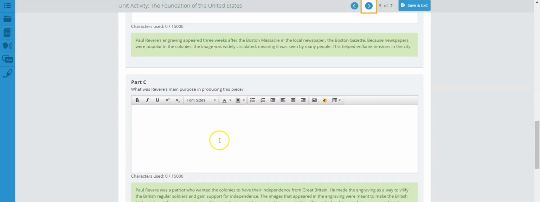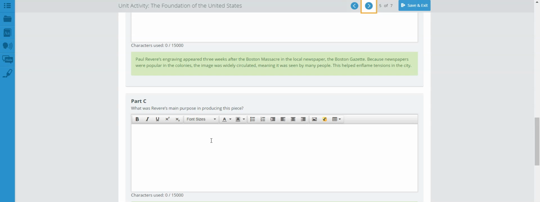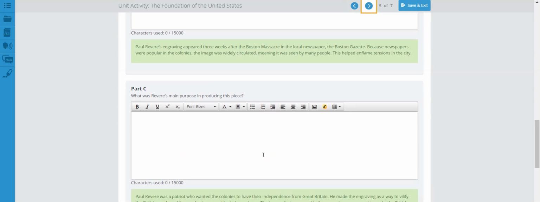Part C. What was Revere's main purpose in producing this piece of material, in this case? What was he trying to accomplish? Well, maybe he was trying to tell the American colonists that Britain was no longer needed in the country. So you need to provide a good response here. You should have at least 3 to 5 good sentences here to explain your thoughts about the question.